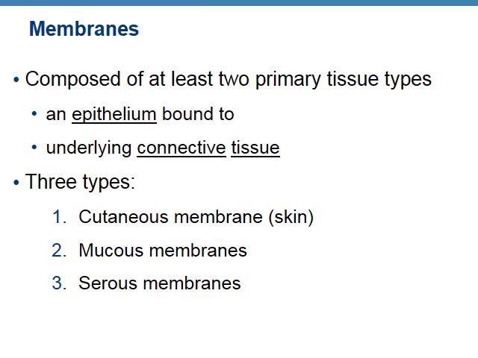We need to look at three different types of membranes. We need to look at the cutaneous membrane, which we call skin. We need to look at the mucosal membranes and the serous membranes. Basically, membranes are going to have two primary tissue types. You're always going to have some sort of epithelium, and you're always going to have some underlying connective tissue.